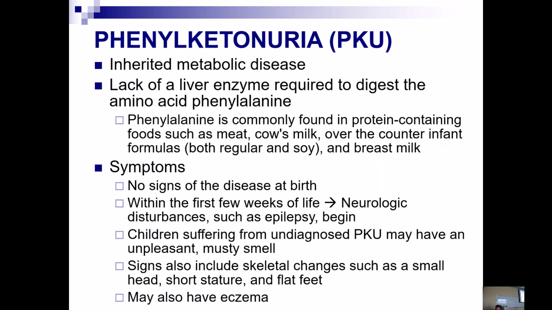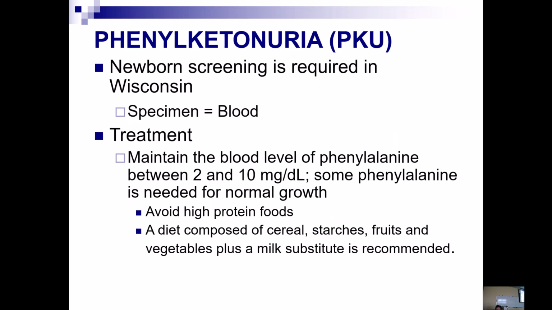Phenylketonuria, PKU, is another inherited metabolic disorder. It's another enzyme lacking, this one to break down and digest phenylalanine. Phenylalanine is in breast milk, cow's milk, soy milk, and formulas. At birth there are no real signs of the disease, but within the first few weeks of life they end up with neurological disorders. Children suffering from undiagnosed PKU may have a musty smell. Signs include skeletal changes, and some of these kids may have eczema.